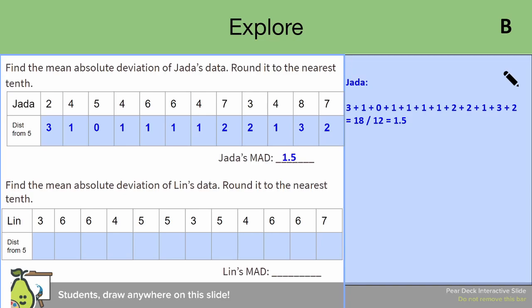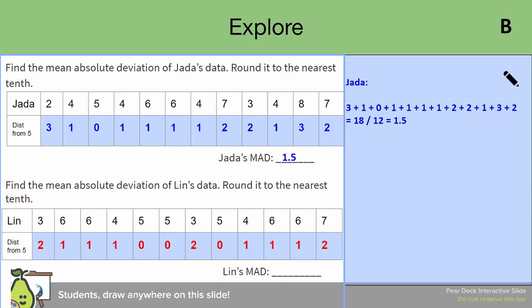All right, welcome back. If you got 2, 1, 1, 1, 0, 0, 2, 0, 1, 1, 1, 2, you are correct. This is because 5 minus 3 is 2. 6 minus 5 is 1. 6 minus 5 is 1 again. 5 minus 4 is 1. 5 minus 5 is 0. 5 minus 5 is 0. 5 minus 3 is 2. 5 minus 5 is 0. 5 minus 4 is 1. 6 minus 5 is 1. 6 minus 5 is 1. And 7 minus 5 is 2.